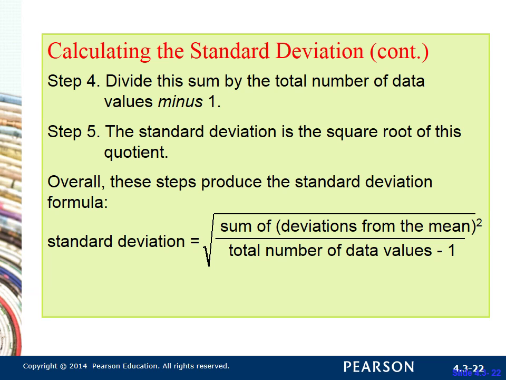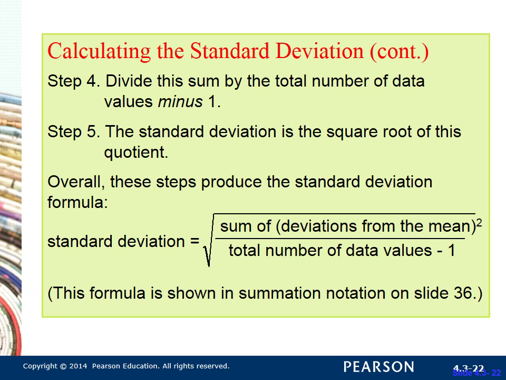I always do the minus 1 because it's a sample and I lose what's called 1 degree of freedom, and we'll talk more about that a little bit later. So basically, these steps produce the standard deviation formula. Now remember, standard deviation is going to tell me how far a data value varies from the mean. That's why I subtract from the mean. I'm trying to get a standard number that tells me how far I am from the mean.